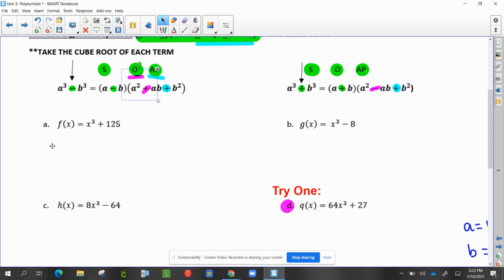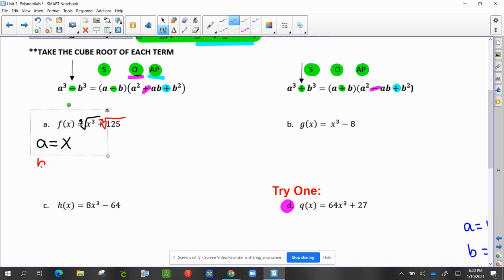Okay, so let's look at A. We have x cubed plus 125. The thing that gives it away as being a difference or sum of cubes is the third power, x to the third power. When you see that, it's probably going to be one of these factoring types. So what we have to do is take the cube root of each of those numbers. The cube root of x cubed would just be x. The cube root of 125, that would be our b term.